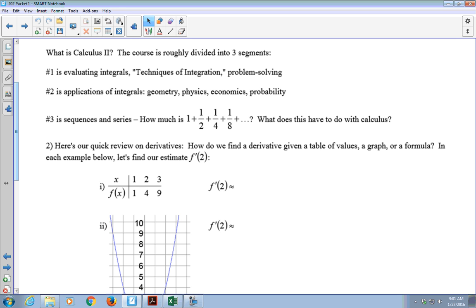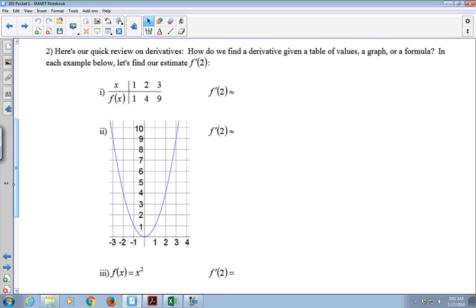So those are the 3 pieces of our course. Today we're going to start with a quick review on derivatives. How do we find a derivative given a table of values, a graph, or a formula? In each of these examples, we're going to estimate f prime of 2. If I have a table of values, how would I estimate f prime of 2?